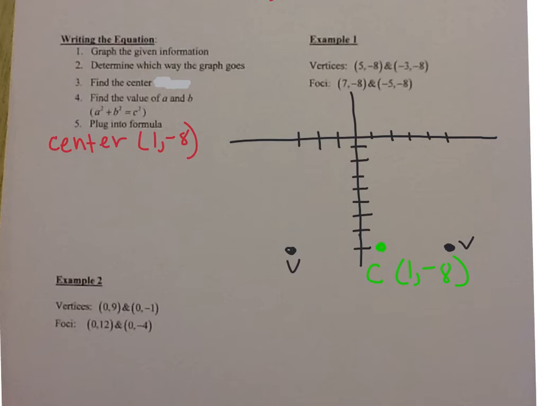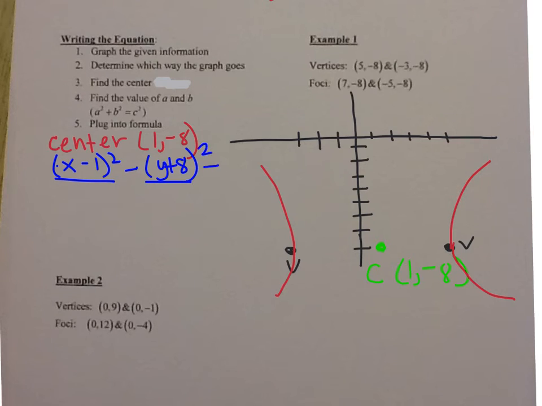All right, I need to determine which way it's going to open. Since my vertices are side to side, left and right, it's going to look like this. So that means my a should be underneath my x. So I'm going to put my x first. So it's going to be (x minus 1) squared over something minus (y plus 8) squared over something equals 1. So now I need to get my a and my b. Now remember, a is the distance from center to vertex. So this is my a. So my a is equal to 4. All right, so I know then that the bottom of the x is equal to 16.